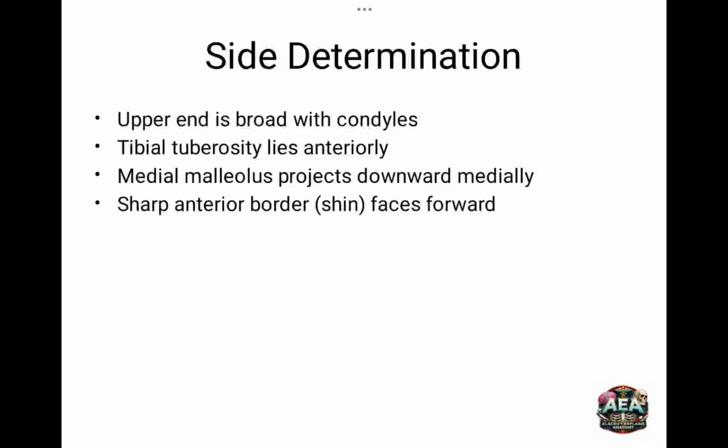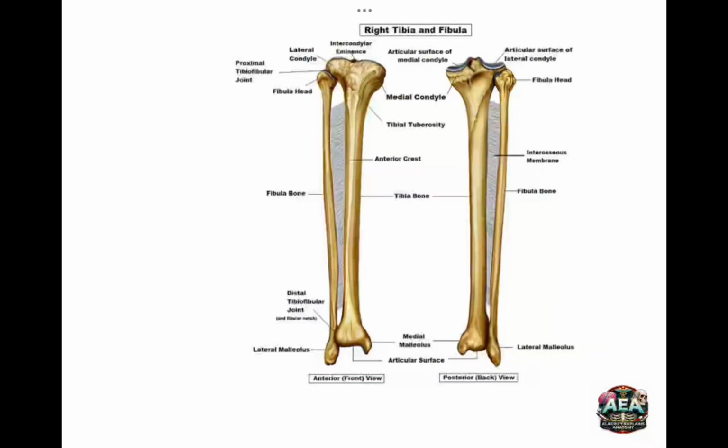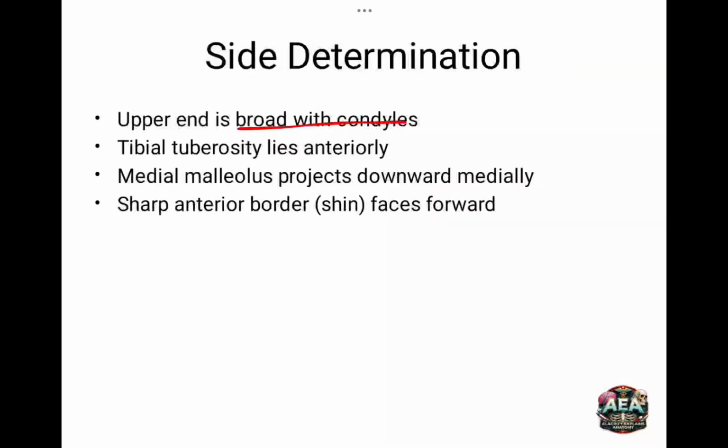Side determination. How will you know the right or left tibia? Now the upper end of the tibia is broad with condyles. Look at this image. It has a lateral condyle and it has a medial condyle. And you see how broad it is. The upper end is broad compared to the lower end. So the moment you pick a tibia, first of all, identify the upper end and the lower end. The upper end is broad with condyles.